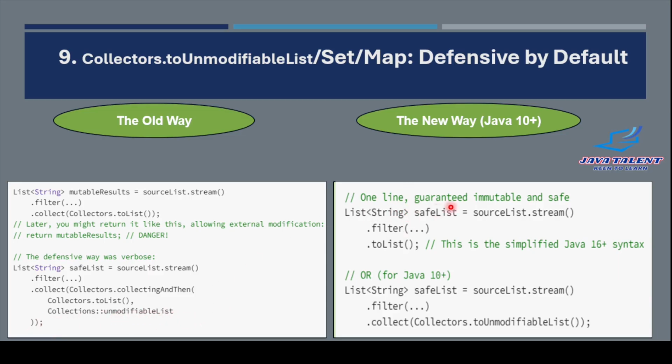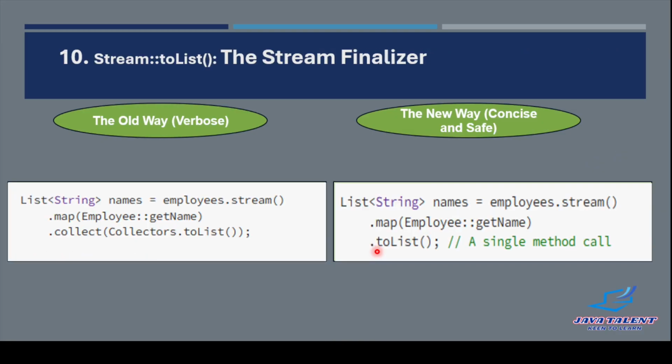But if you see here, it is a one-liner, guaranteed immutable and safe: List<String> safeList = sourceList.stream().filter(...).toList(). Directly we can make it a list; we do not need to use Collectors further. This is the simplified Java 16-plus syntax. But if you are using Java 10-plus, you can do it this way: collect(Collectors.toUnmodifiableList()). That way you can achieve this enhancement.